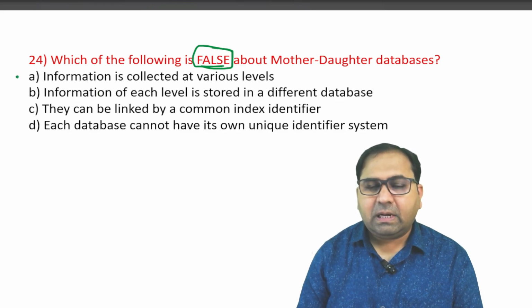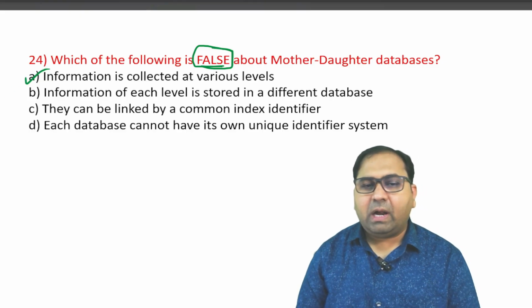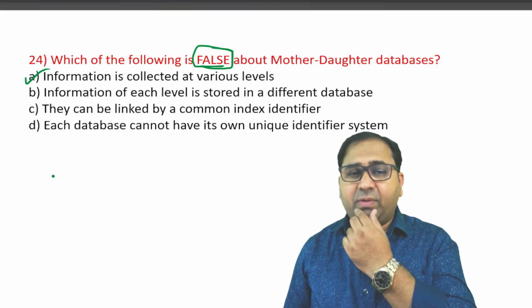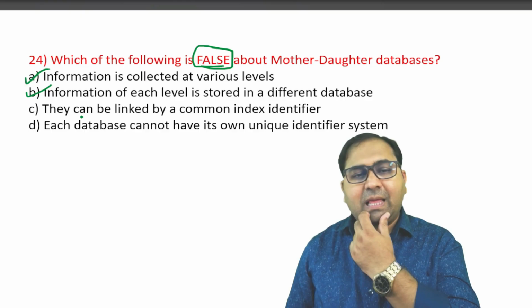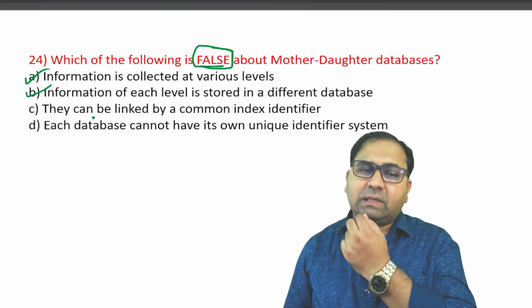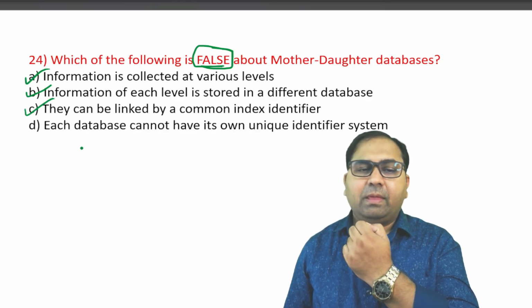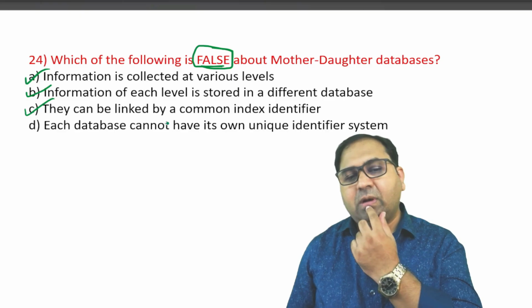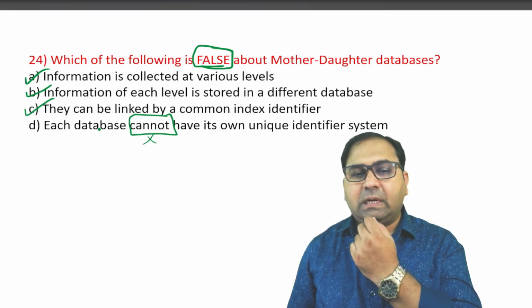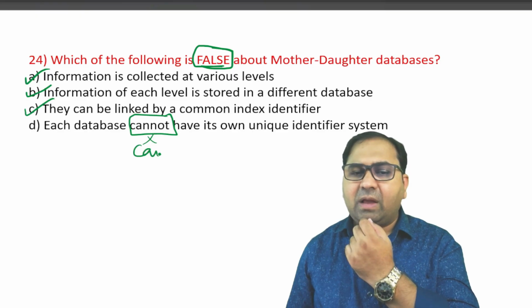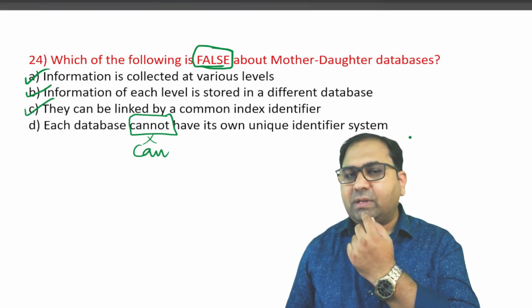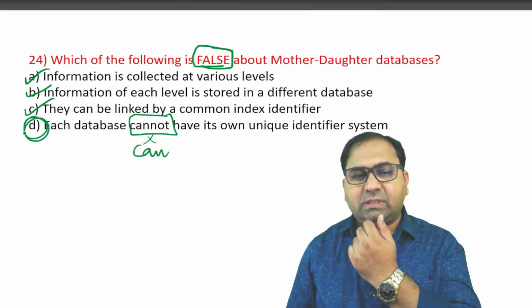The information is collected at various levels. Yes, it is a true statement. Information of each level is stored in a different database. Yes, even this is correct. They can be linked by a common index identifier. Yes, even this is correct. And lastly, that each database cannot have its own unique identifier system is wrong actually, because each database can have its own unique identifier system. So therefore, this is the answer for this question.